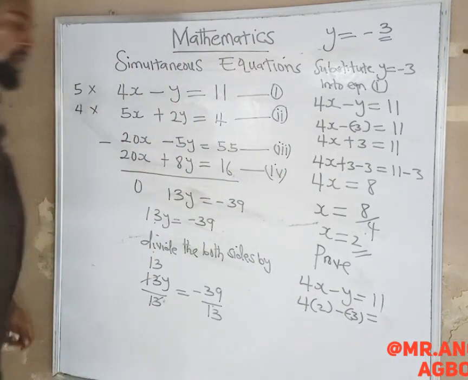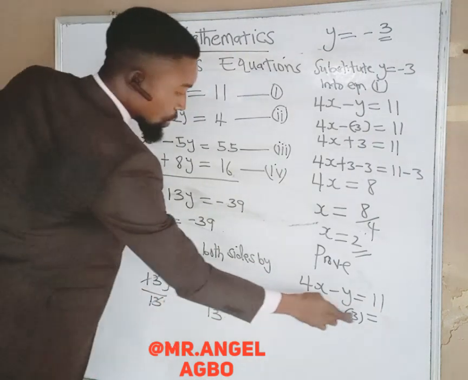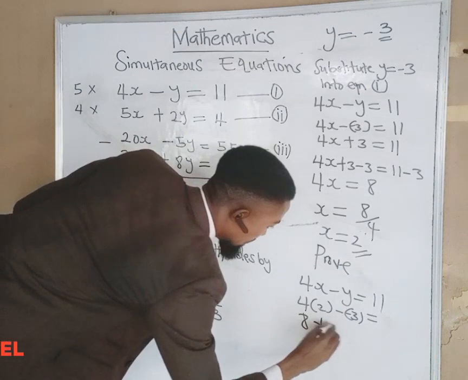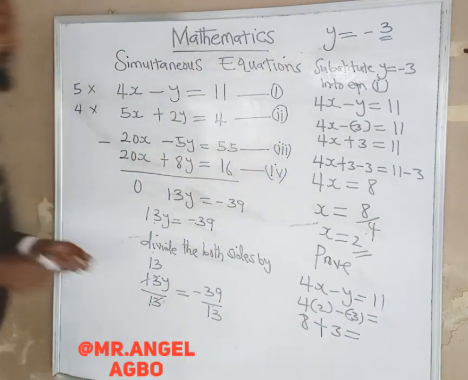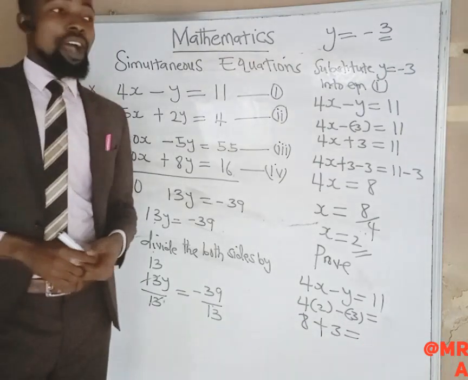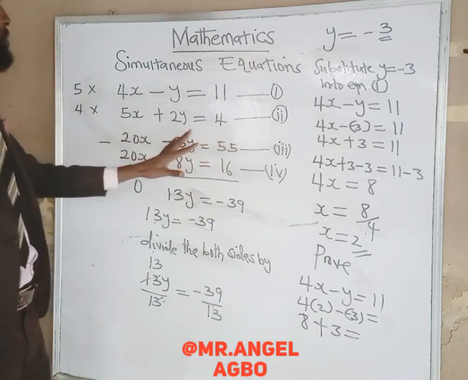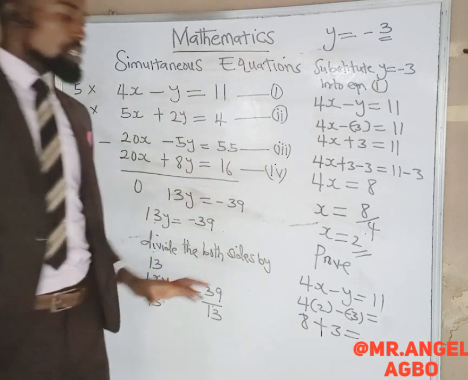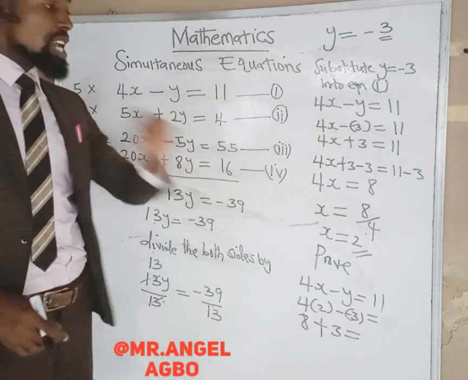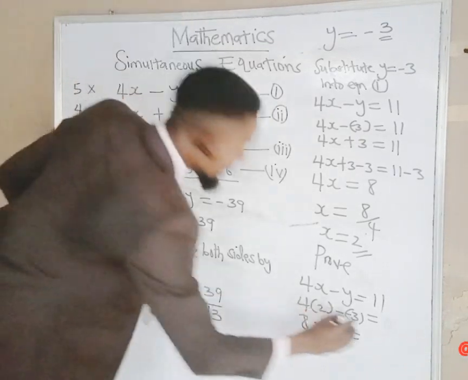4 times 2 is 8. Can you see? Minus times minus is plus. So we have 8 plus 3 equals 11. It means that your answer is correct. That is how it works. If you pick any other equation, equation 1 or 2, 3 or 4, you can use it to prove. So our answer is y equals minus 3 and x equals 2. So it's very, very simple.